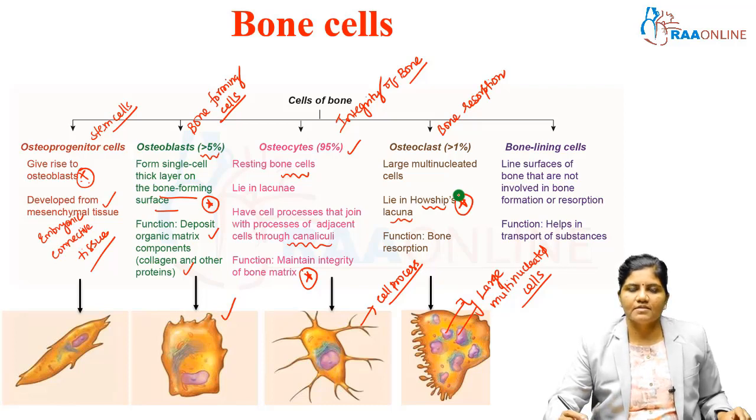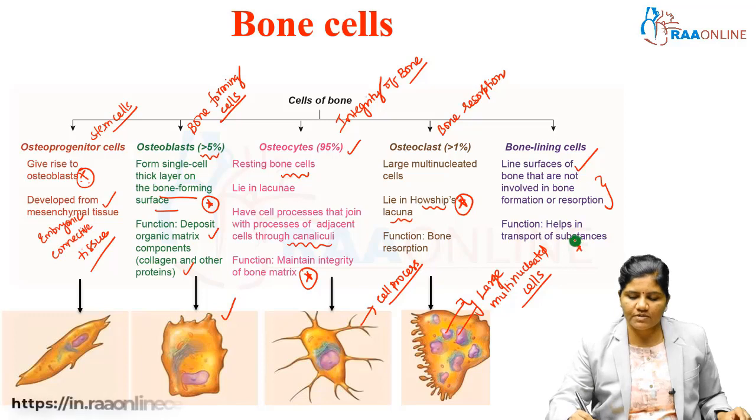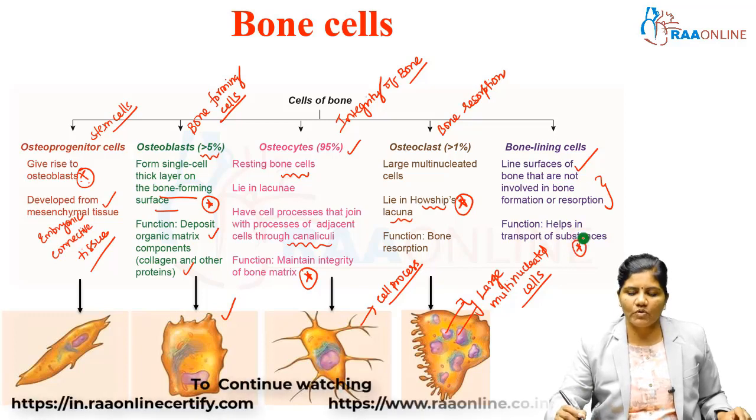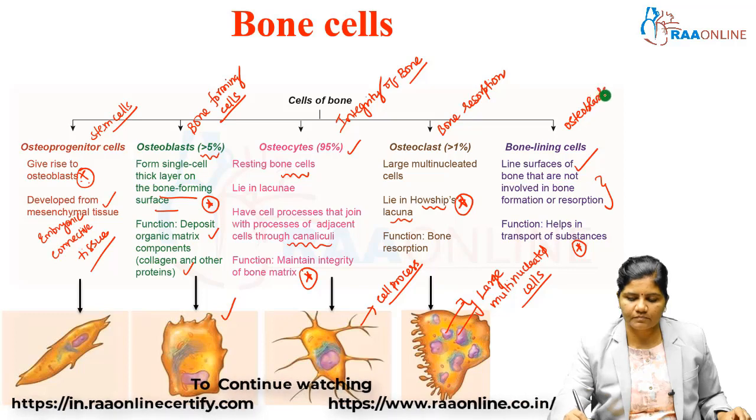Other than these cells, there are bone lining cells. Bone lining cells line the outer surface of the bone as well as the inner surface of the bone. These cells are not involved in bone formation or resorption, but their main function is to help transport substances. The bone lining cells also come from osteoblast cells. So that's all about the bone cells.